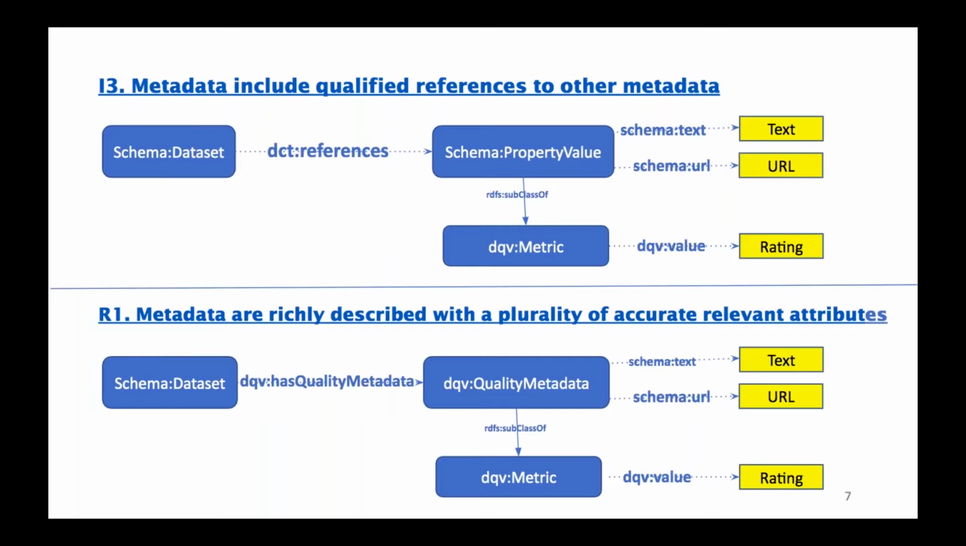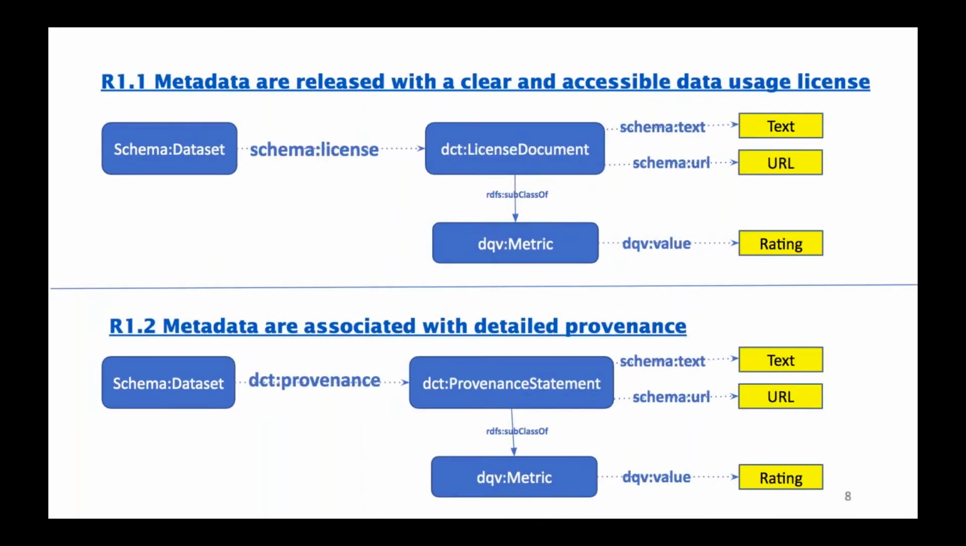And next we have R1.1: metadata are released with a clear and accessible data usage license. We use the schema license property to represent or describe this principle, linking dataset with the DCT license document, and we insert all the licensing documents assigned to this dataset, like Creative Commons, and we give it a rating.